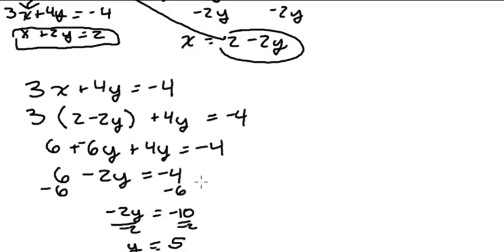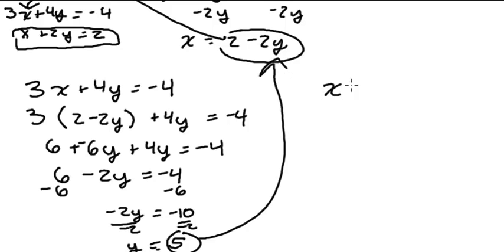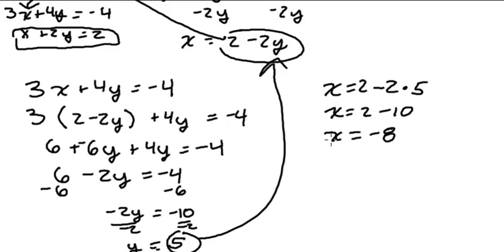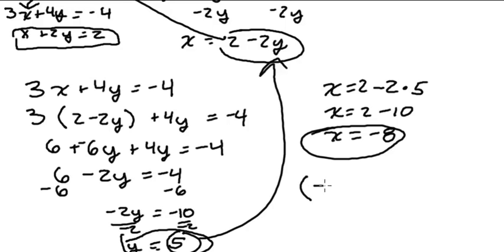Now to find what x is, I take this 5 and I plug it in up here. So I have x equals 2 minus 2 times y was 5, so I'll put 5 in. x equals 2 minus 10, x equals negative 8. So now I have that y is 5, x is negative 8. So my solution, always put x first, is the ordered pair negative 8, 5.